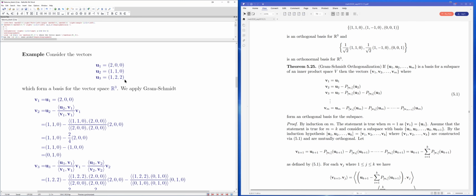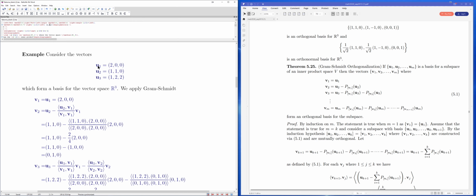Right, so let's consider these three vectors: (2, 0, 0), (1, 1, 0), and (1, 2, 2). What you want to notice is that these vectors are not mutually orthogonal. For example, if you take the dot product of u1 with u2, you get 2 times 1 plus 0, so the inner product of u1 with u2 is equal to 2. So your vectors here are not mutually orthogonal. As a matter of fact, if you take the inner product of u2 with u3, you get 3.